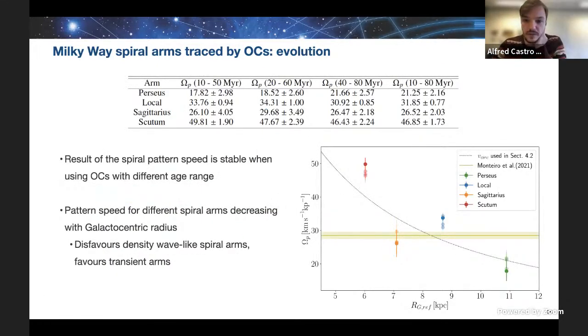So basically, we could do that for the Scutum, Sagittarius, local, and Perseus arms. In this plot it goes from left to right. And we see that the pattern speeds are different for the different arms, not constant. That is in contrast to the study by Monteiro and collaborators 2021. And these pattern speeds are decreasing as the galactocentric radius is increasing, right? This disfavors density wave spiral arms, where you have a single global and constant pattern speed for the arms, and favors more transient spiral arms where they are rotating with the disk.